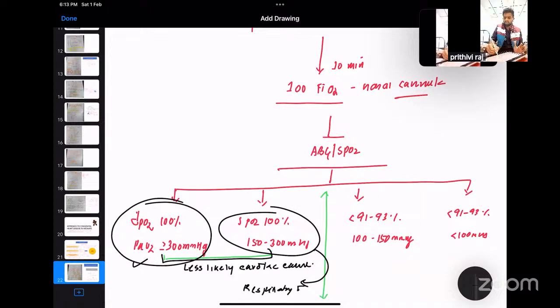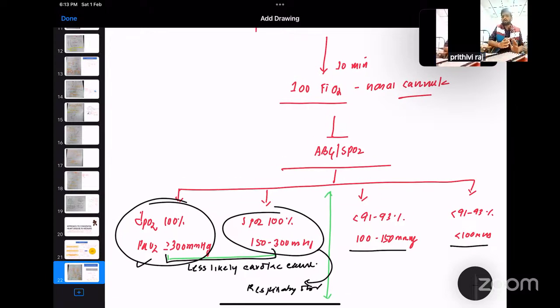But about the third and fourth scenarios, for the third where the saturation is 91 to 93 or less, and PaO2 is under 150, most likely it is a condition where you have PPHN. It's most common, that is persistent pulmonary hypertension, which we'll be discussing in the subsequent classes. And less than 91 to 93, PaO2 less than 100, is a typical case of congenital cyanotic heart disease. So yes, in both these two cases, CCHD is likely.